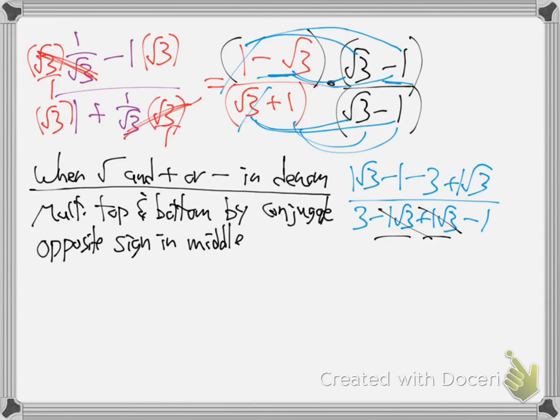So what does this all leave us? On the bottom, it's just 3 minus 1, 2. On the top, it's 1 root 3 and 1 root 3. What's that mean?